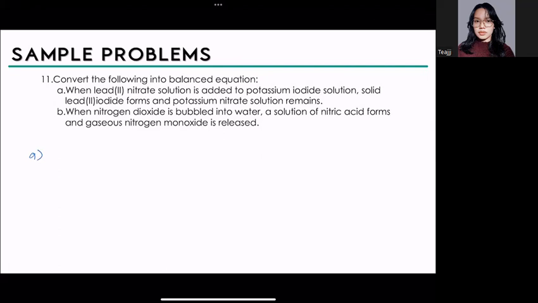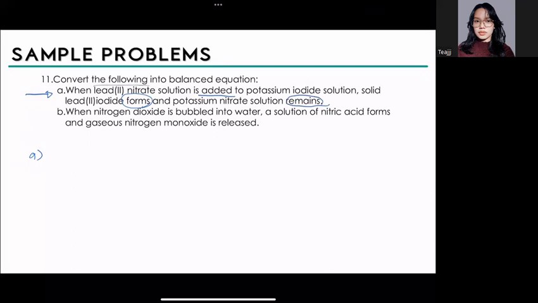So for now, just watch what I do. For these types of things, you have to make sure that you know kung saan yung reactants and yung products. So you have to understand the statement. Now, the statement is, when lead nitrate solution is added to potassium iodide solution, solid lead iodide forms, and potassium nitrate solution remains. Now, these words are our clues.